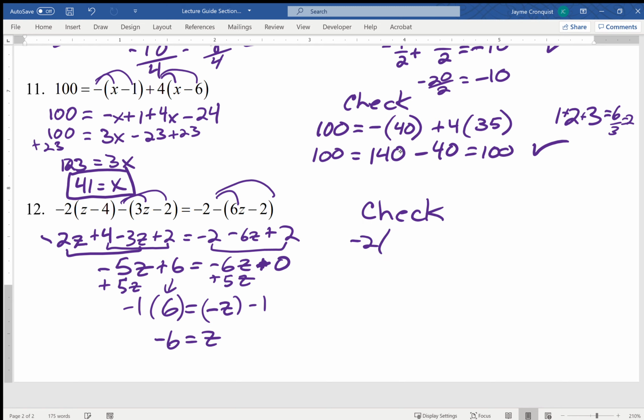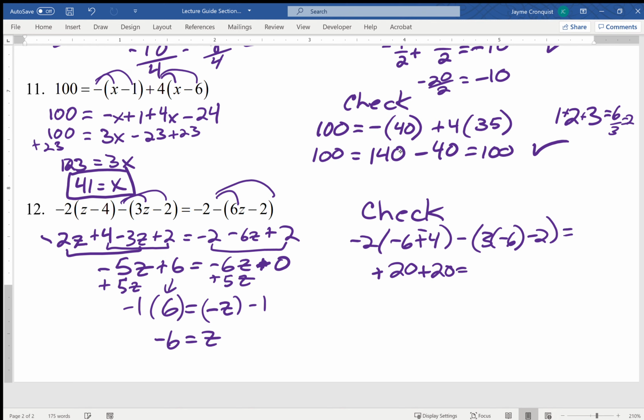Minus 2 times negative 6 minus 4. Well, that's plus a negative, so that's negative 10. I have times negative 2, so I have plus a 20. And then I have minus 3 times negative 6 minus 2. All right, that's negative 18 minus 2 makes it a negative 20. I'm subtracting the negative 20, so it's now a 20.